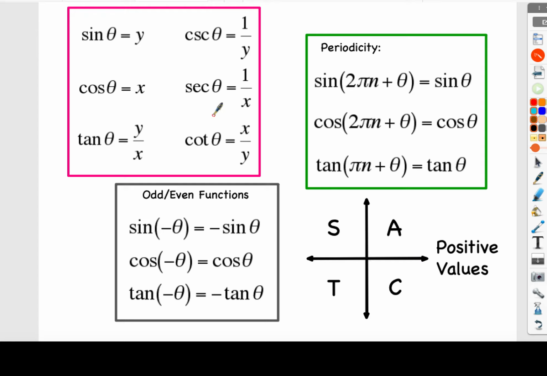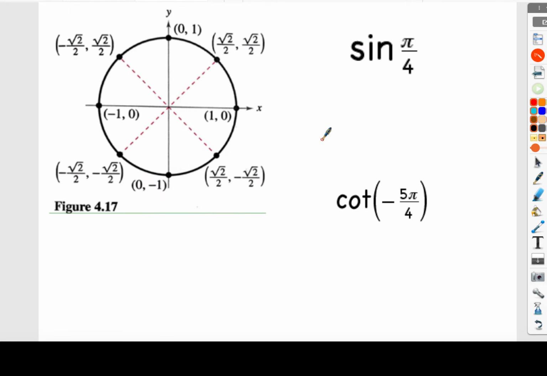And tangent, because it's the ratio of the two, is positive where we're dividing either positive by positive or negative by negative. So again, tangent will be positive down in quadrant 3. Let's see how we can take advantage of all of that.